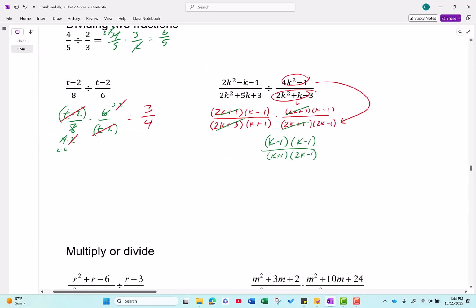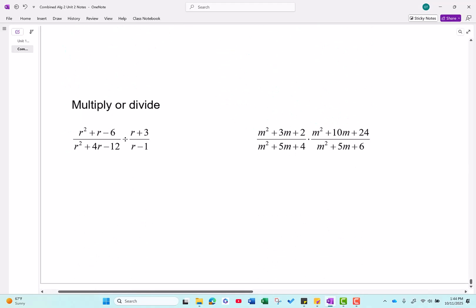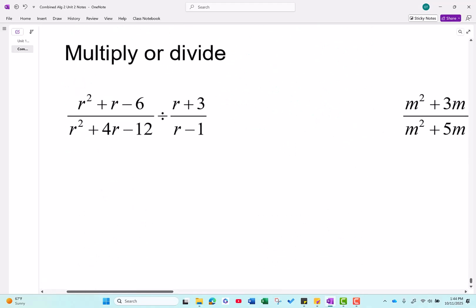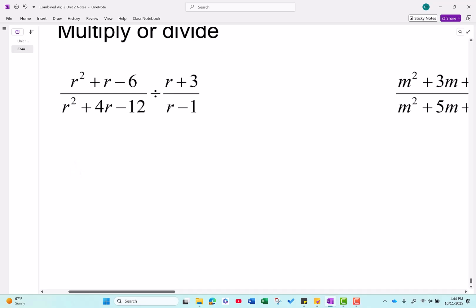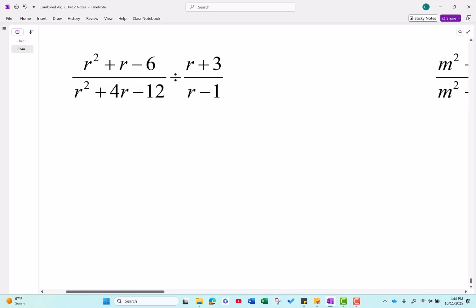All right, so these ones down below are just the same types. Okay. So you can pause and try and solve these yourself, or you can watch me as I walk through them. So I'm going to factor r squared plus r minus 6.